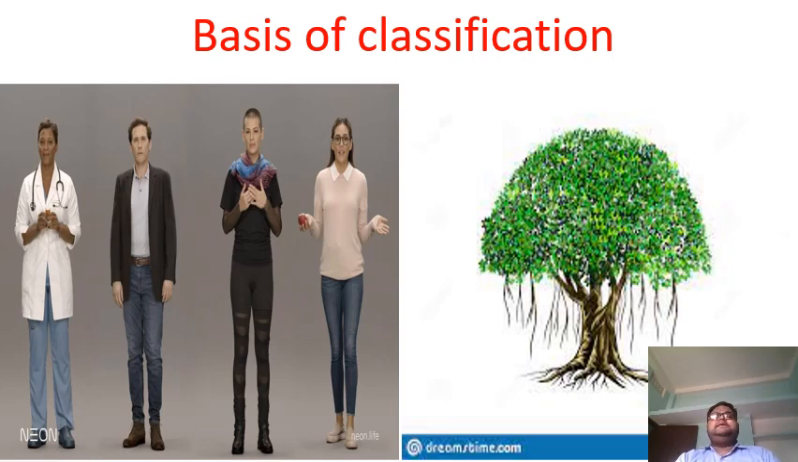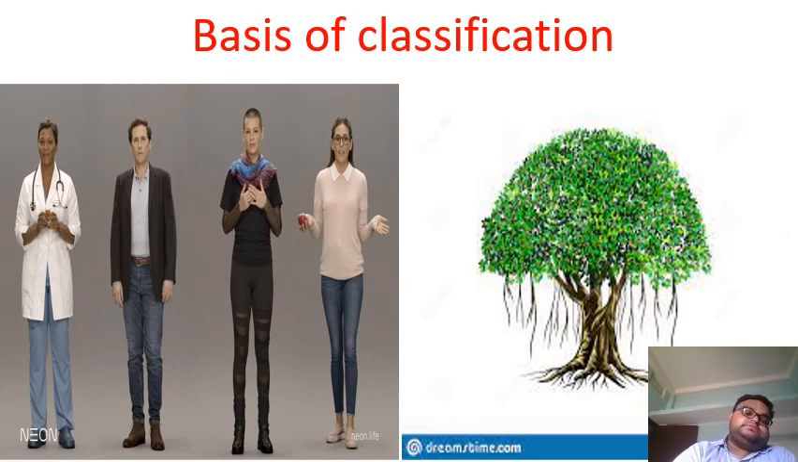So we can classify them based upon their height, also based upon their profession, or whatever we like. You have seen associations of doctors, in which only doctors are there. In an association of engineers, only engineers are there. So this is artificial classification. But when we are classifying the organisms for the study in biology, we are classifying them based upon some of their naturally occurring characteristics.